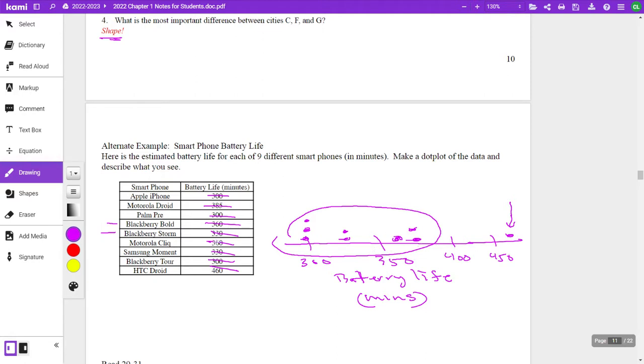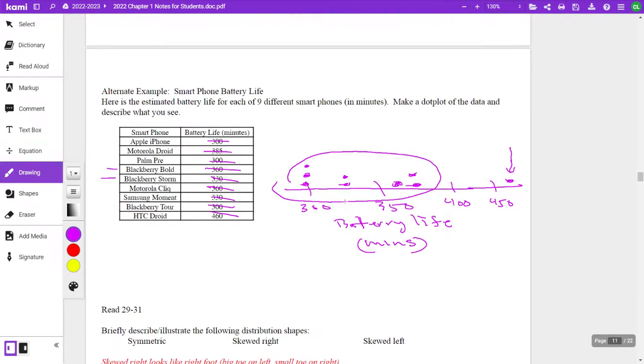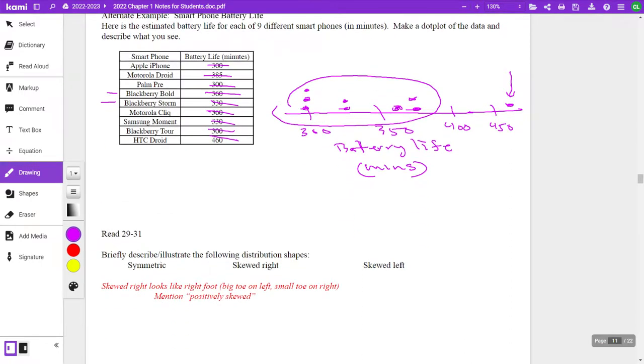The center would be right around 350, but if you took this outlier out, it would move over to like 330. So those are the things that you would describe when you see them. The shape is really hard with this data set, but it looks skewed over here. Lots of data points on the left and one way out on the right. Those are the things that you would see.